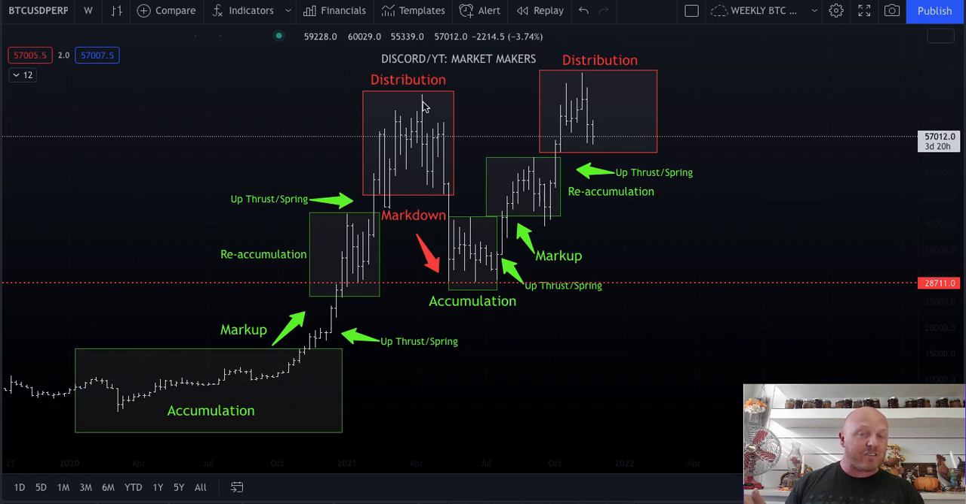Here's your previous all-time high of almost 65K, and then the eventual markdown, which you have a spring here, a downthrust, and then you are back into an accumulation phase, okay? Then you have your markup, then you have your reaccumulation once again, the pattern Bitcoin's following, your upthrust spring, distribution box. Now let's go over this because this is the part that's going to upset all the people on YouTube. The distribution box. That means we're going back down.